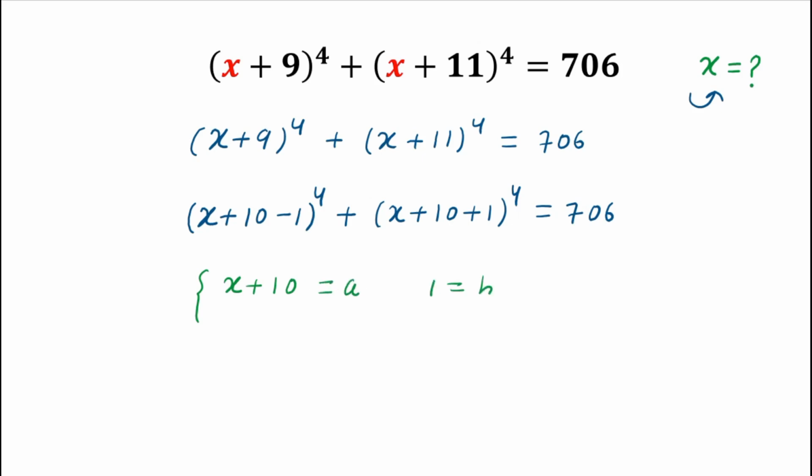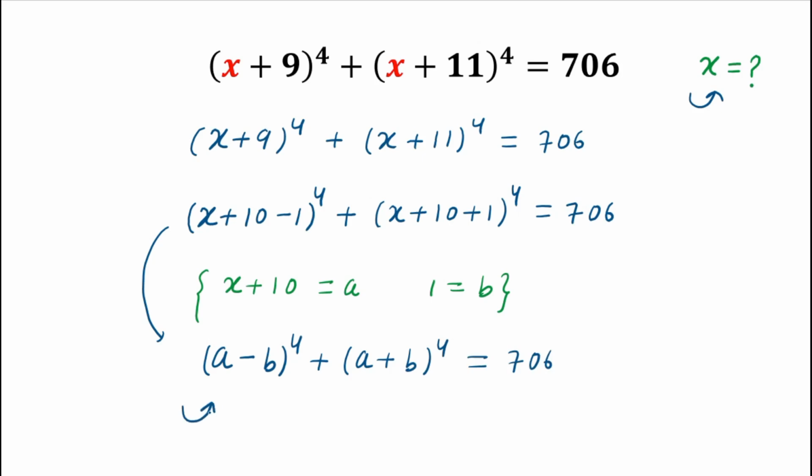If we substitute x+10 = a, and 1 = b, then this expression is (x+10 replaced by a, minus 1 replaced by b)^4 plus (x+10 is a, plus 1 replaced by b)^4, and this is equals to 706. First we will write this expression on the next page. (a-b)^4 + (a+b)^4 = 706.